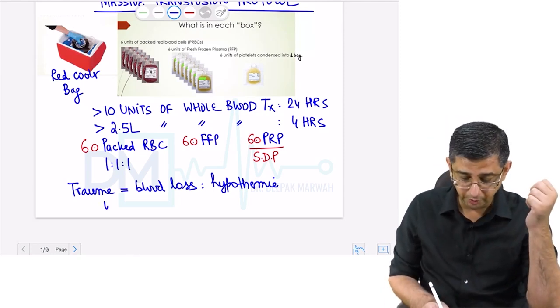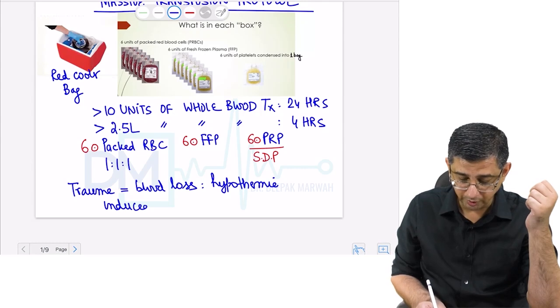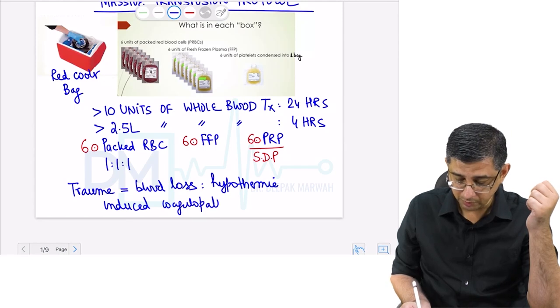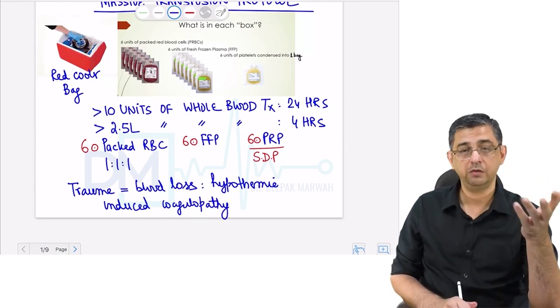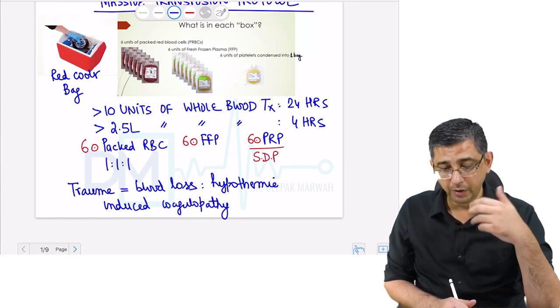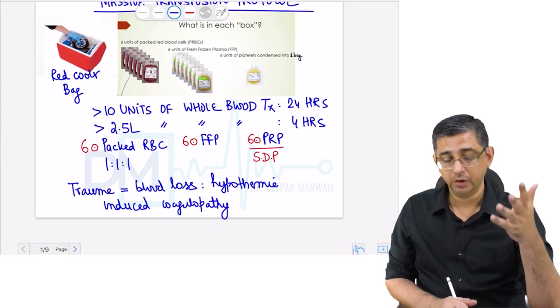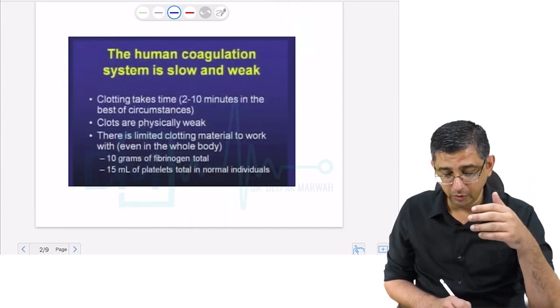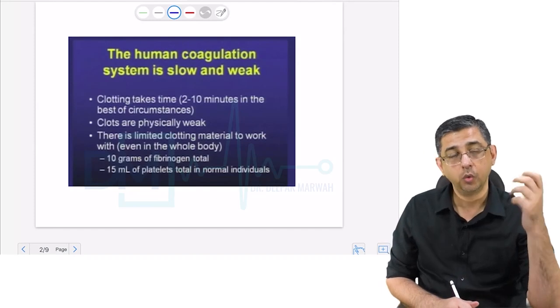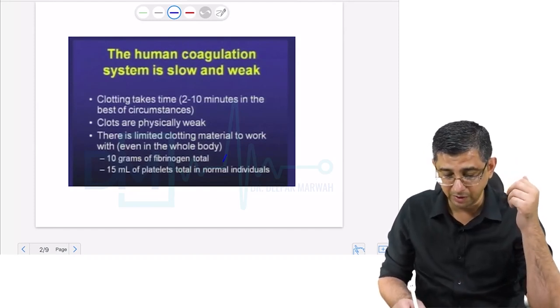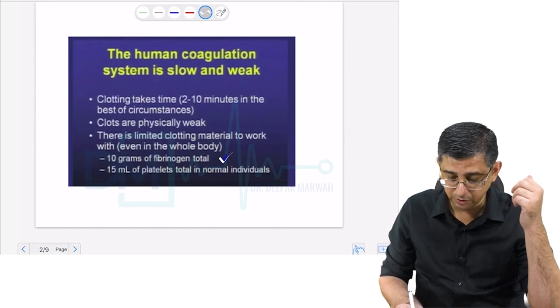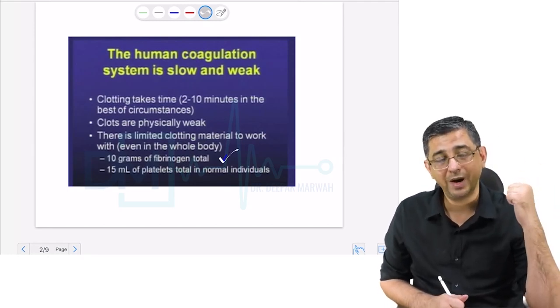So therefore, you will read the term trauma-induced coagulopathy, where a person due to blood loss, because of loss of clotting factors from the body, will have an increased bleeding tendency. Just to explain this better to you, in the human body we have only 10 grams of fibrinogen. Only 10 grams of fibrinogen, and in a massive blood transfusion, if that is lost, then obviously the person is in a bad state.